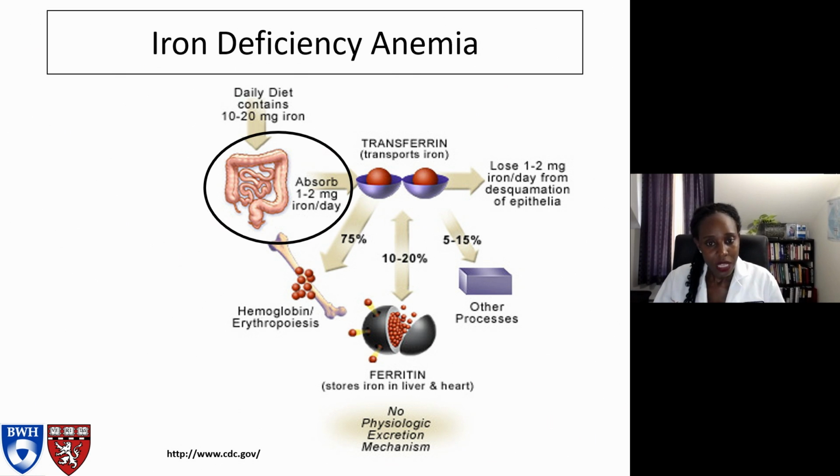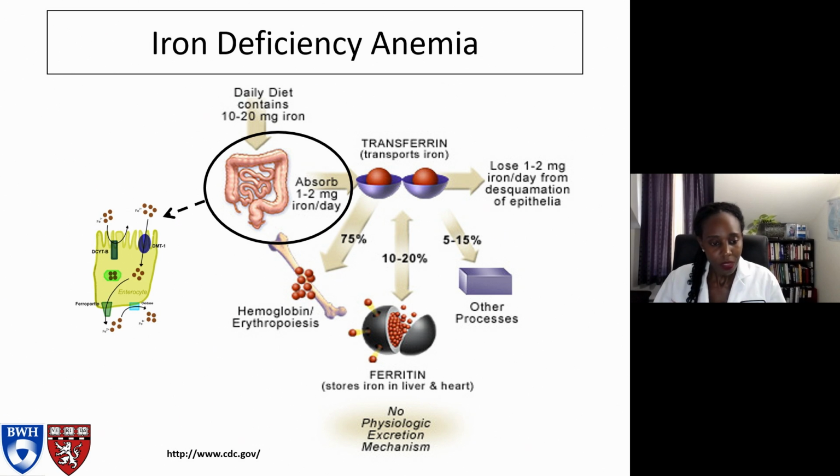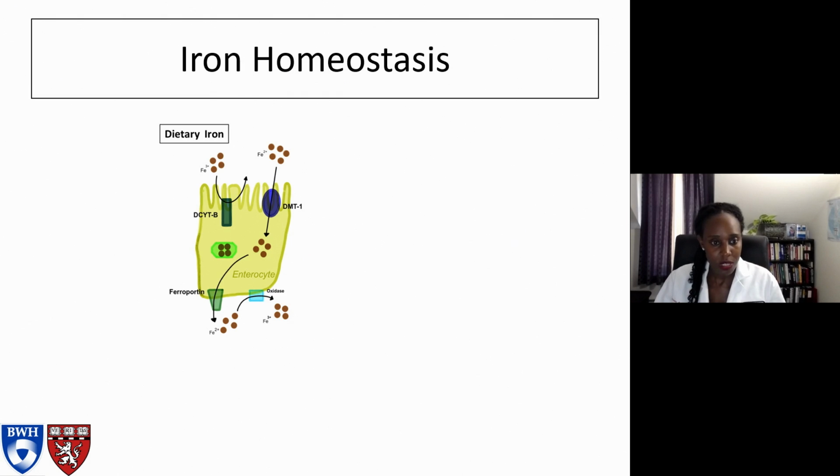Now, if we look more closely at absorption, you see that we don't absorb much, we don't lose much, and the homeostasis around iron in the body is really very strict. If we look specifically at the enterocyte, most of our dietary iron is in the ferric form. It's converted to the ferrous form to be absorbed through divalent metal transporter 1. Some portion of iron is stored in the enterocyte, but most of it traverses ferroportin to the serum.